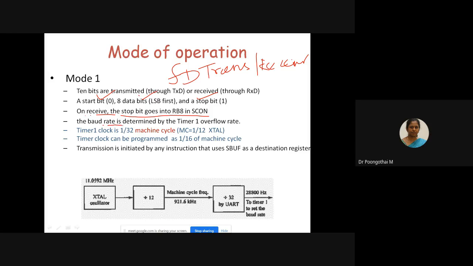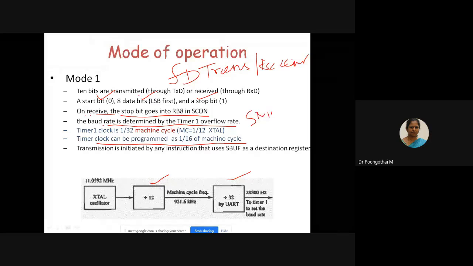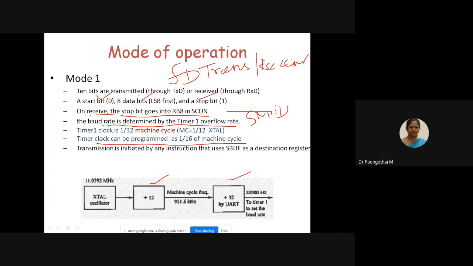And the baud rate is determined by the timer 1 overflow rate. Already I have explained, divided by 12 and divided by 32. This is the frequency to generate, that is, to set your baud rate clock pulses. So it can be programmed as 1/16 of the machine cycle, based on SMOD. That is your timer overflow rate divided by 16, or timer 1 overflow rate divided by 32. Based on SMOD, it can be programmed.